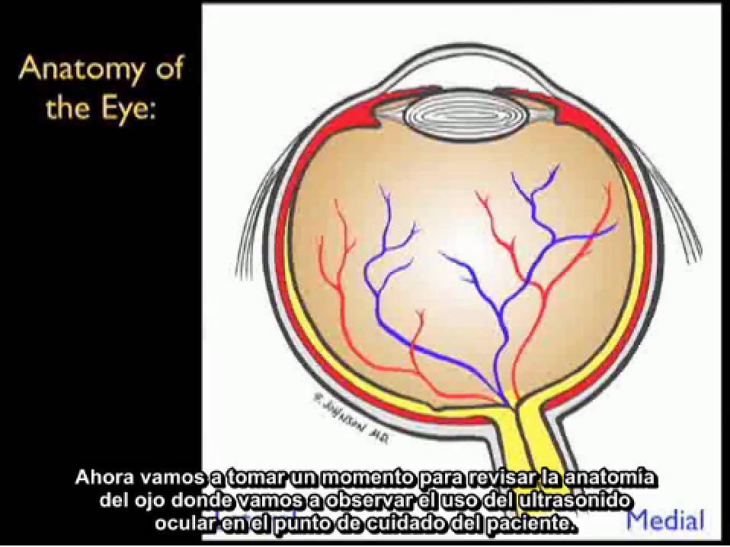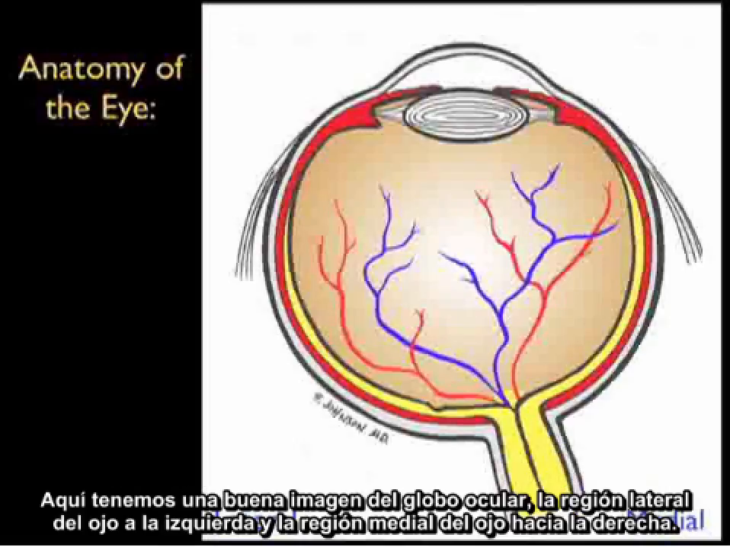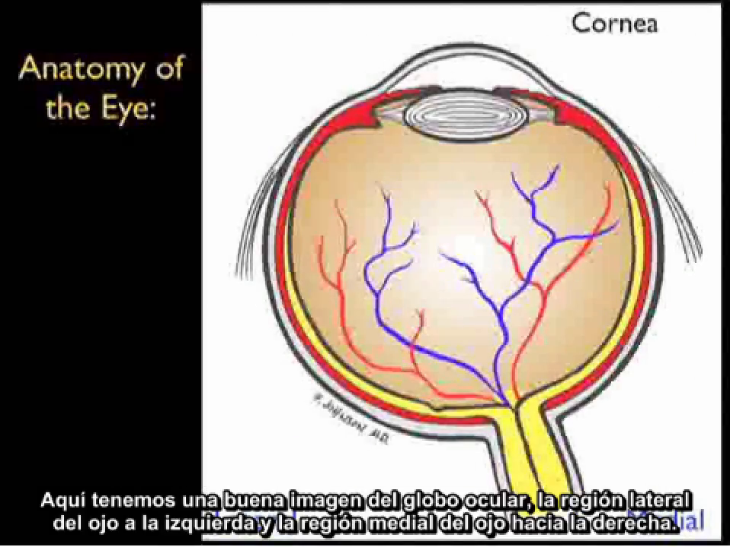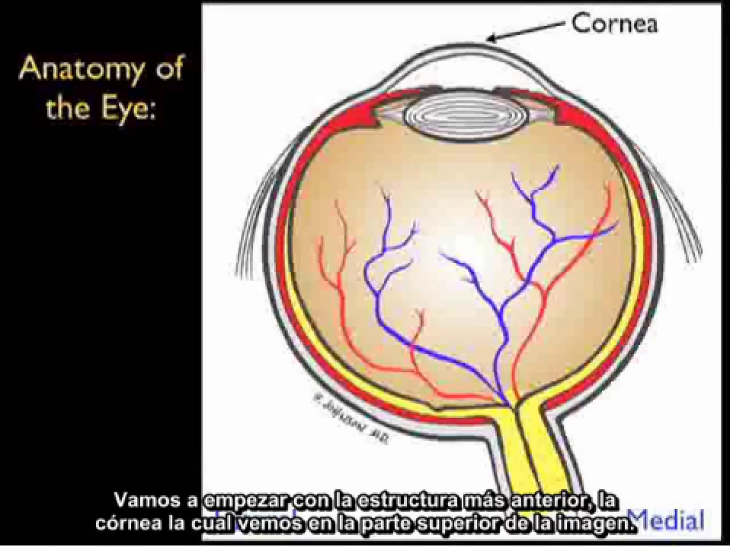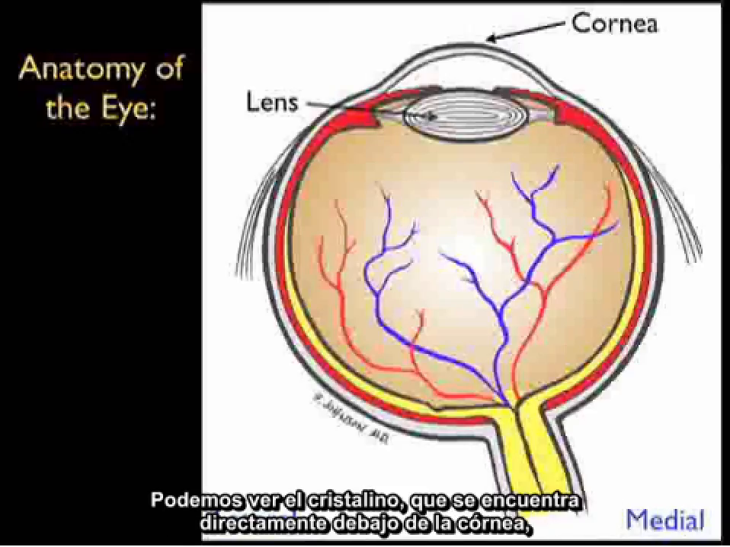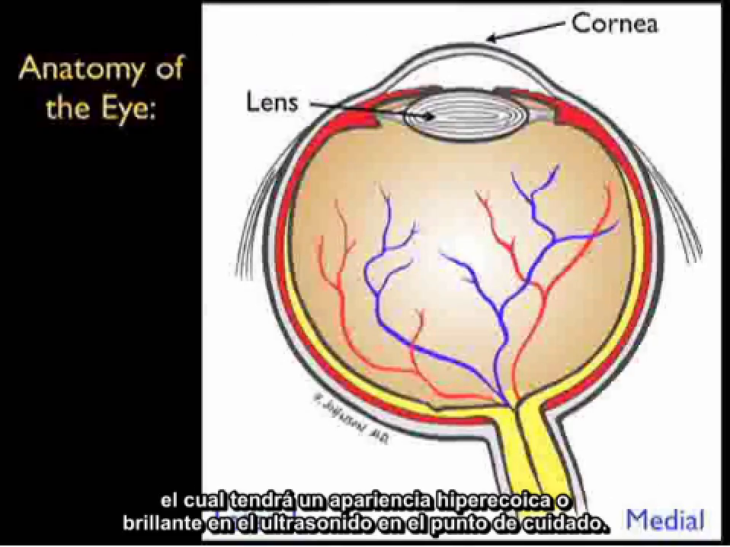Now let's take a moment to review the anatomy of the eye that we'll see using bedside ocular ultrasound. Here's a nice pictorial of the eyeball, lateral of the eye to the left and medial aspect of the eye to the right. Let's start with the most anterior structure, the cornea, which we see towards the top part of the image. We can see the lens, which is located directly below the cornea, which will have a distinct hyperechoic or bright appearance on bedside ultrasound.